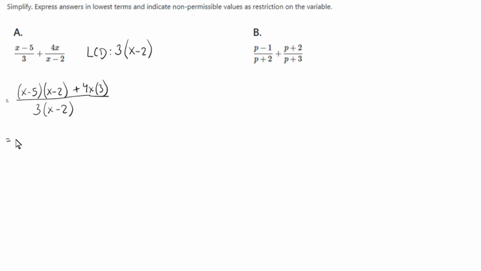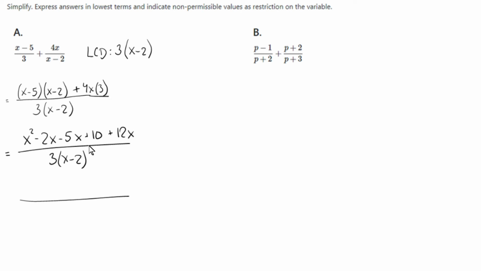Now we're going to expand the numerator. So we get x squared minus 2x minus 5x plus 10. So that's if we're foiling these two binomials, plus 12x. The denominator remains factored. Okay, now we can combine some like terms.